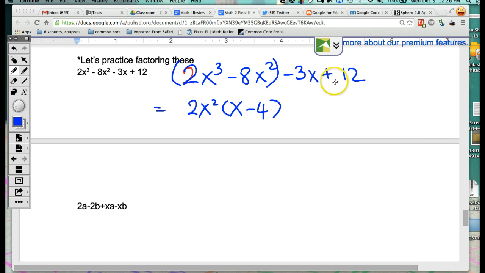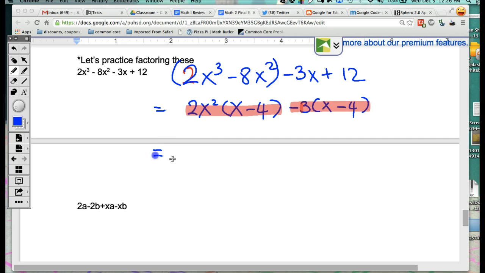Now let's take a look over here. We have negative 3x plus 12. What can we pull out from negative 3x and plus 12? Negative 3. So we pull it out and open up parentheses. Negative 3x divided by negative 3 is x. 12 divided by negative 3 is negative 4. Now we're going to look at this one and then this one. These are two separate terms, right? So what do you see in common between this red and that red?